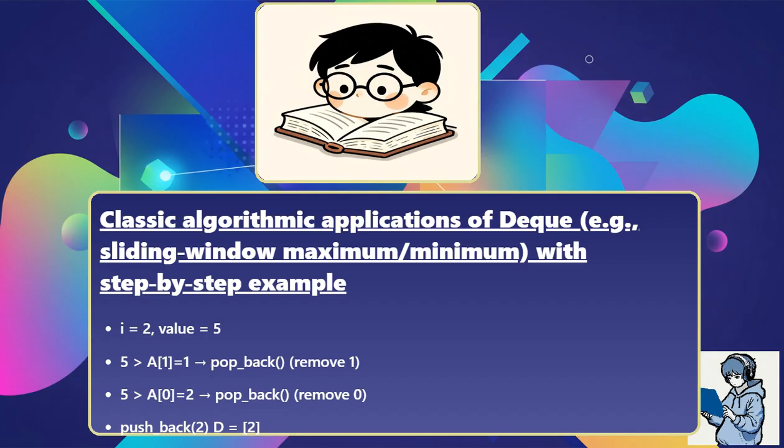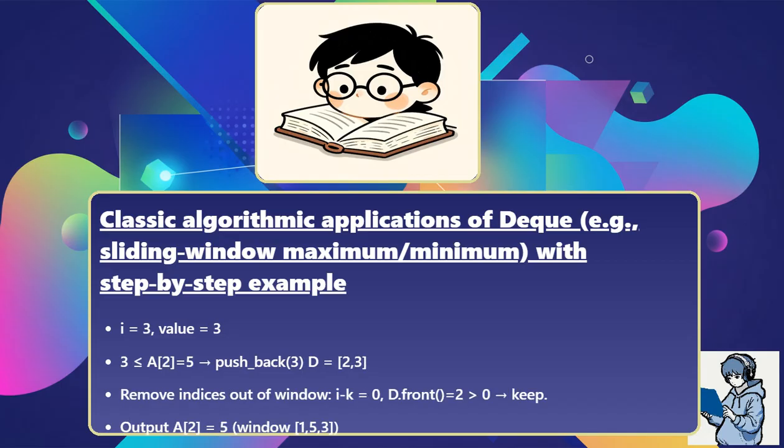i equals 2, value equals 5. 5 is greater than a[1] equals 1, pop_back, remove 1. 5 is greater than a[0] equals 2, pop_back, remove 0, push_back 2. D equals [2]. i is greater than or equal to k minus 1, output a[D.front] equals a[2] equals 5, first window maximum.